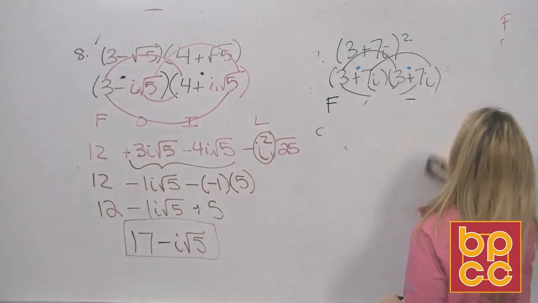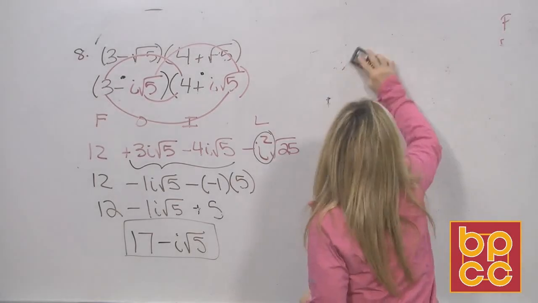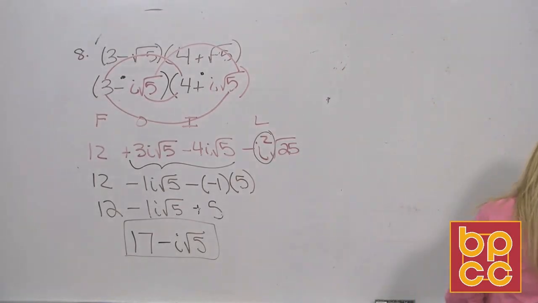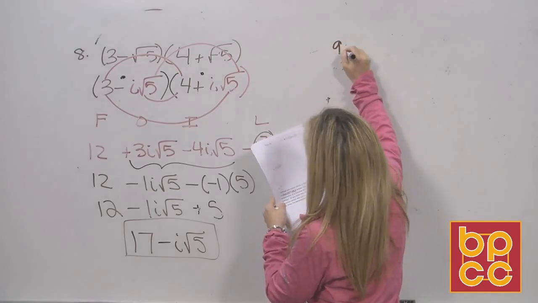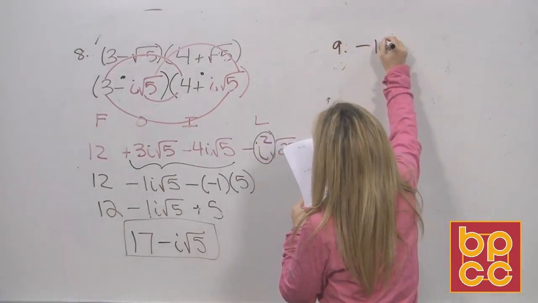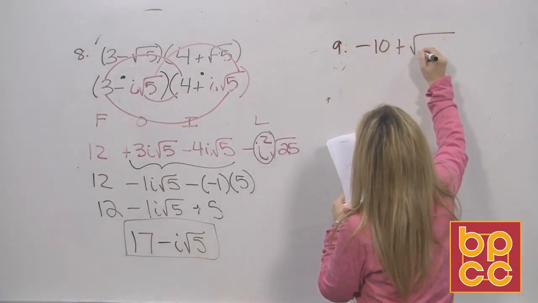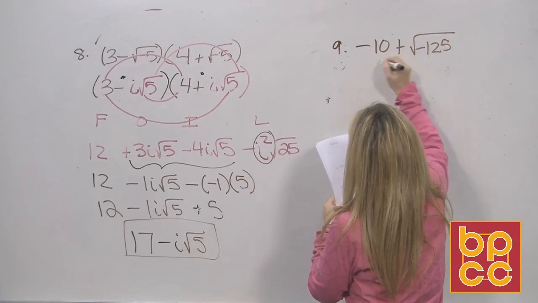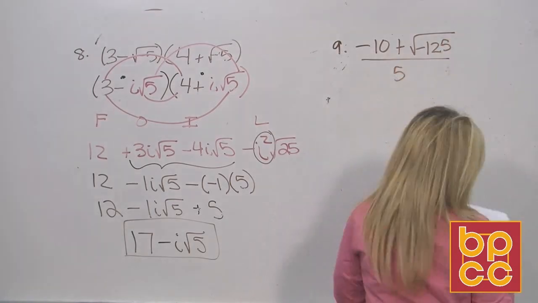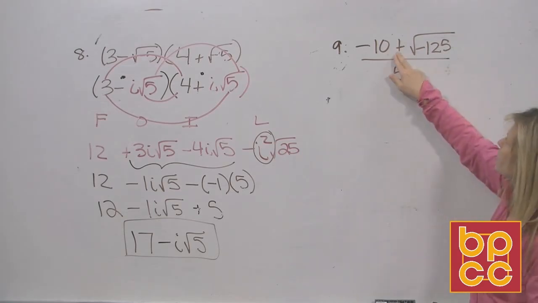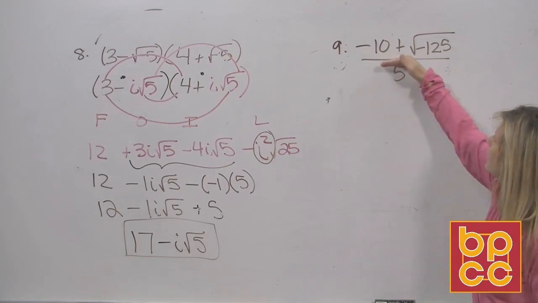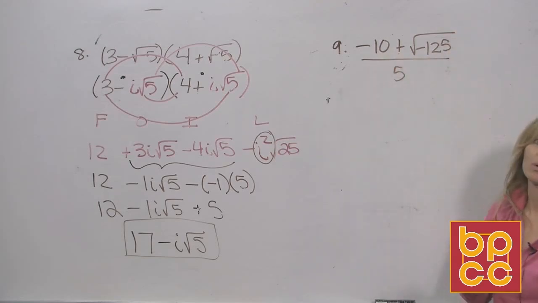Okay, let's keep moving. All right, our next example. Ooh, now we're doing a different operation. Look at 9. We have negative 10 plus square root of negative 125 over 5. Okay, look at that closely. If you look, I'm doing several operations. I see addition, I see division, I see a square root.